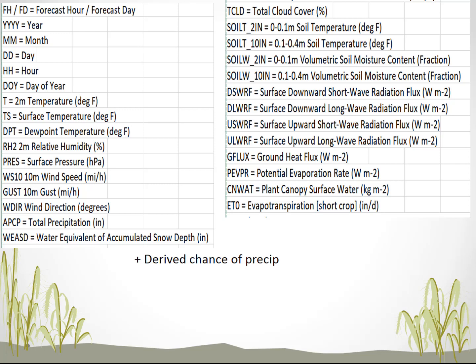And then some little more exotic things. Your shortwave radiation coming down, that drives your photosynthesis. Long wave, I'm not quite sure how we're going to use that, but both of these are up and down. Soil temperature at 2 and 10 inches, soil moisture at 2 and 10, potential evap, that's great for irrigation. Evapotranspiration is great for irrigation.